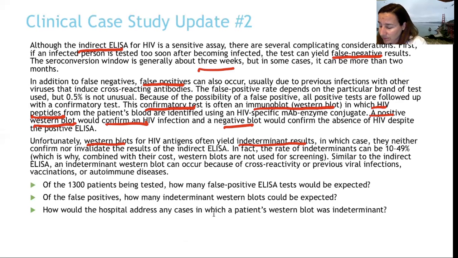So if there is an indeterminate Western blot, then we'll need to do test number 3. We're going to do a third test. Okay, so the rate of indeterminates can be 10 to 49%. Holy cow. Okay, so then they are going to do another test. I don't think they tell us what that other test is, but they will later on, and we'll get to that.